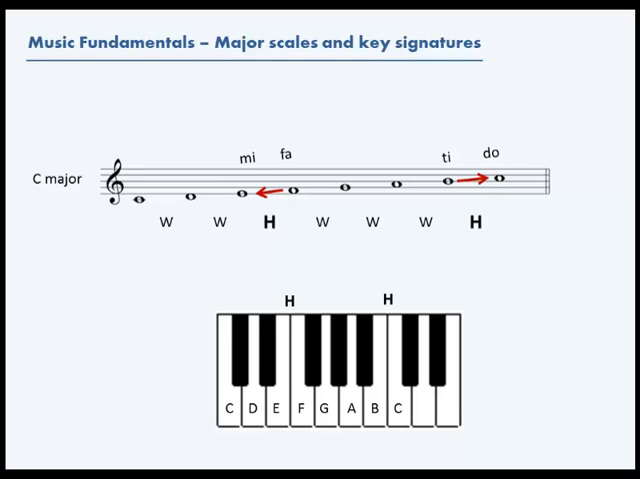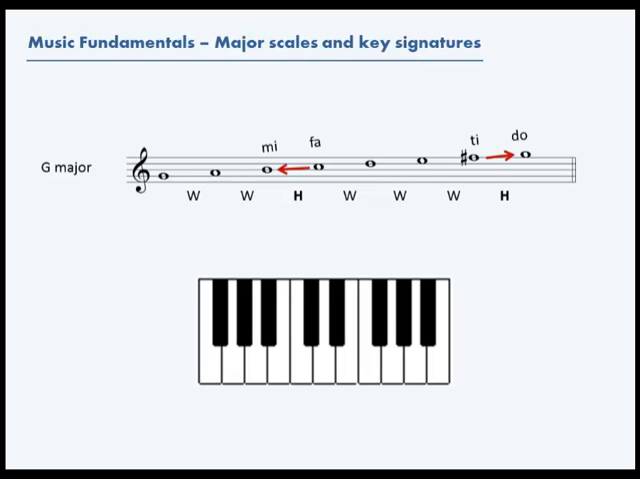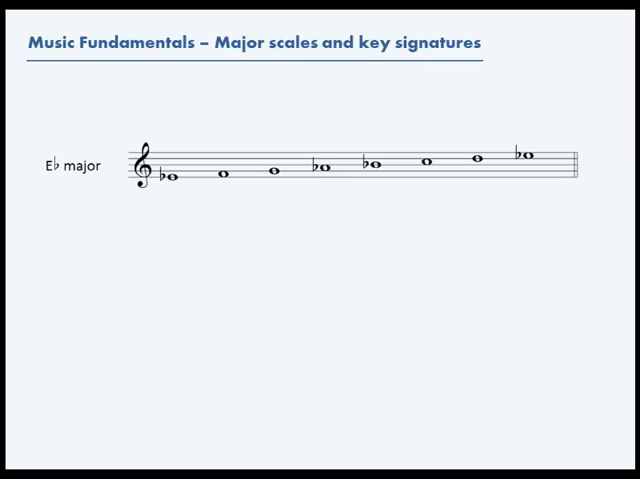But in order for the pattern of whole and half steps to work out correctly, we need to use accidentals to raise or lower the pitches by a half step. For example, here's the pattern beginning on G. Notice the half steps between 3 and 4 and 7 and 8. And here it is on the keyboard. Here, for example, is the pattern beginning on E flat. Again, note the location of the half steps.